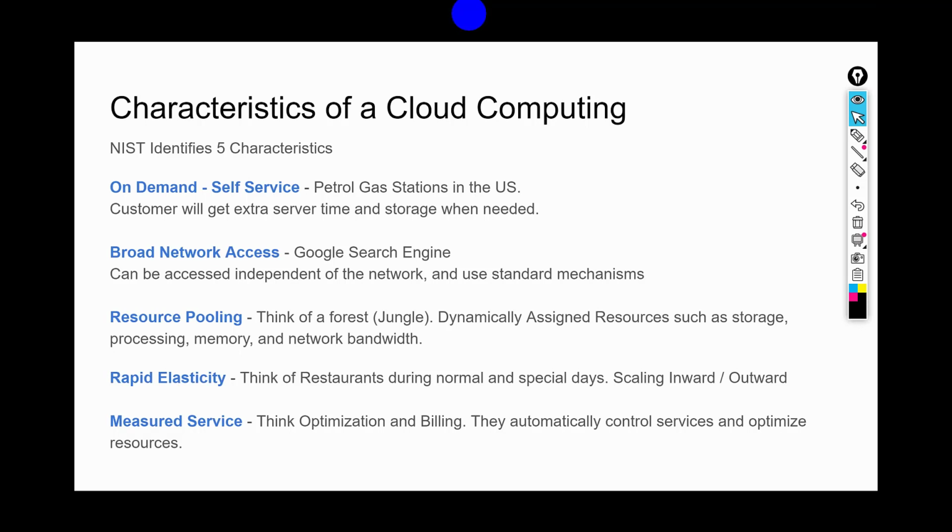So I think here I have an example of billing or something like that. Yeah, so think optimization and billing. So they automatically control services and optimize resources. So being able to automatically optimize based on performance indicators or demand. That's another characteristic of cloud. So, 5 characteristics. Remember that these are the ones: on-demand, broad network access, resource pooling, rapid elasticity, and measured service.